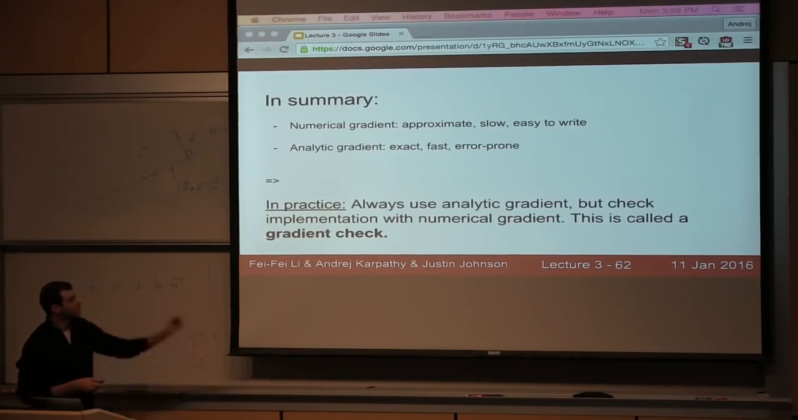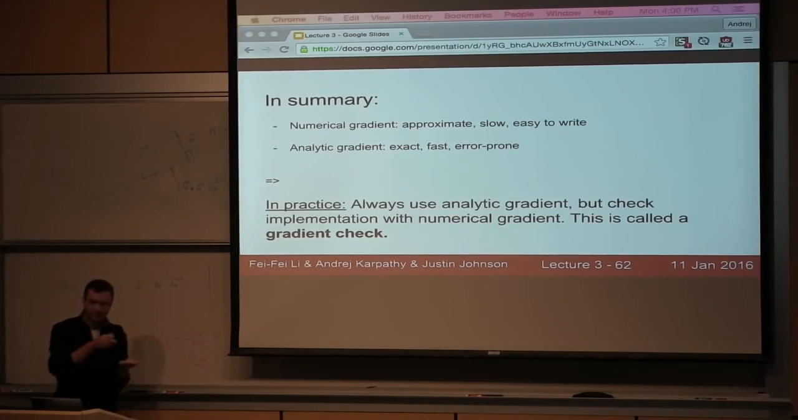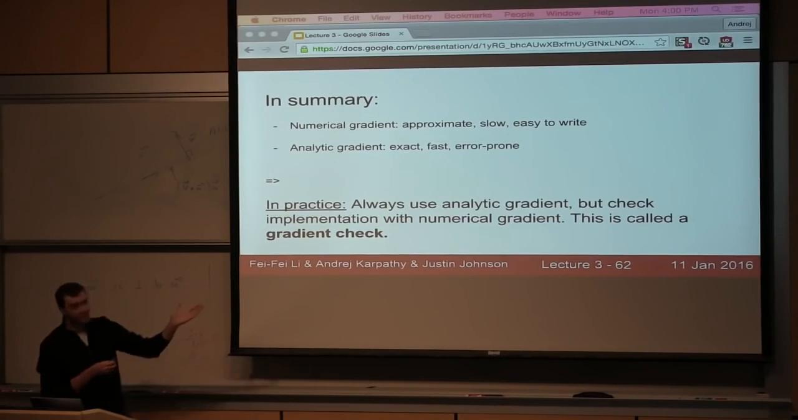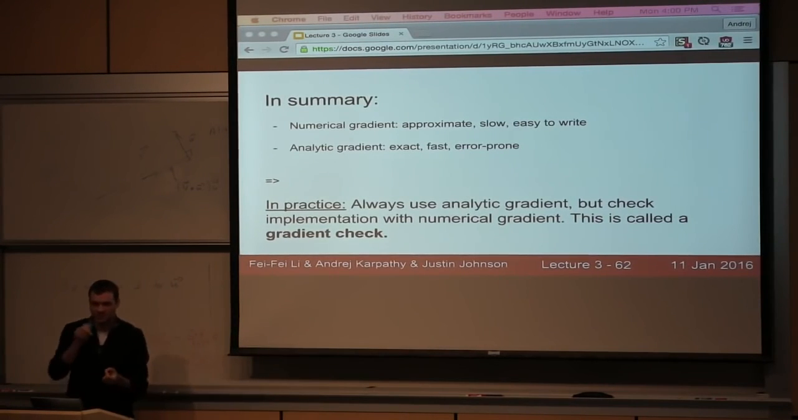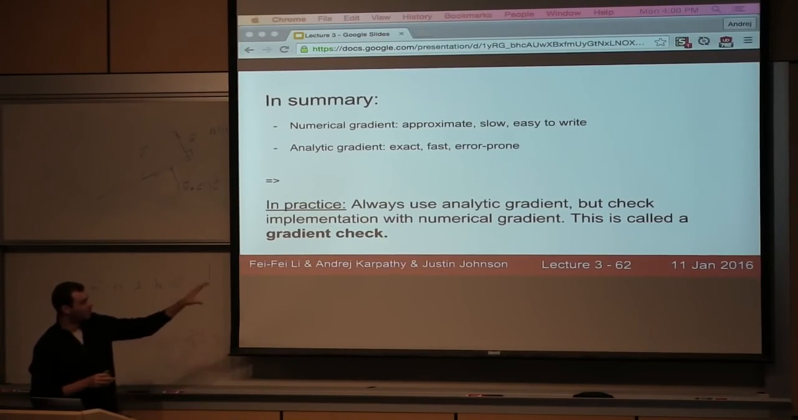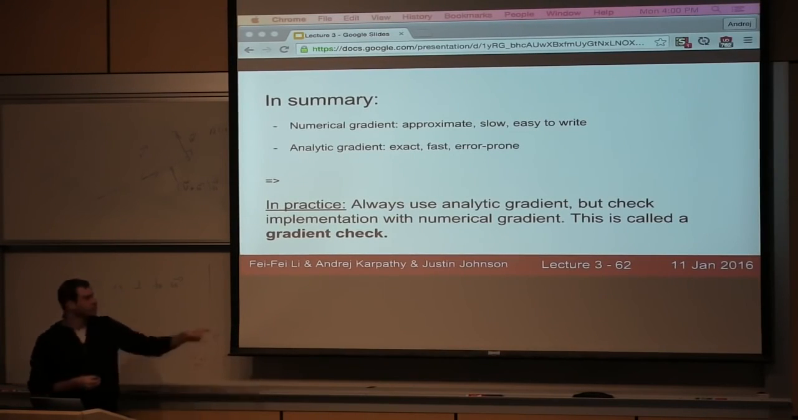So in summary, the numerical gradient is approximate and slow, but very easy to write because you're just doing this very simple process for any arbitrary loss function. I can get the gradient vector. For the analytic gradient, where you actually do calculus, it's exact, with no finite approximations. It's very fast, but it's error prone because you actually have to do math, right? So in practice, what you see is we always use the analytic gradient. We do the calculus. We figure out what the gradient should be. But then you always check your implementation using a numerical gradient check, as it's referred to.